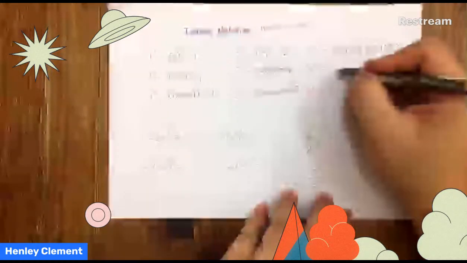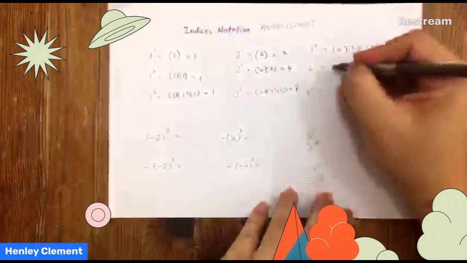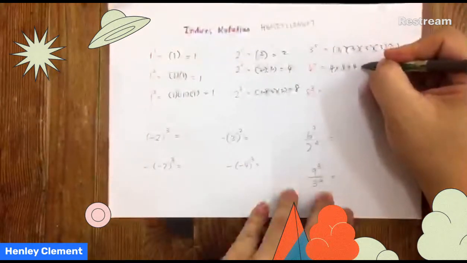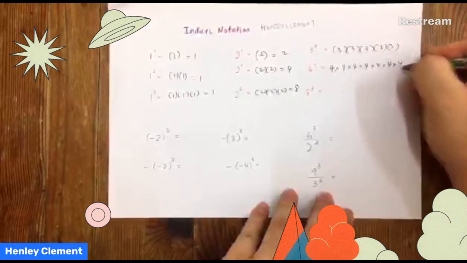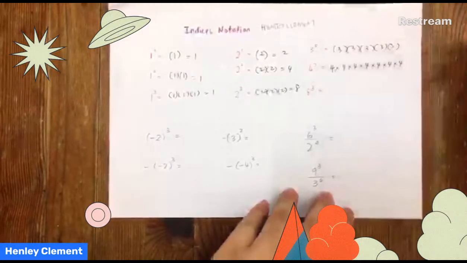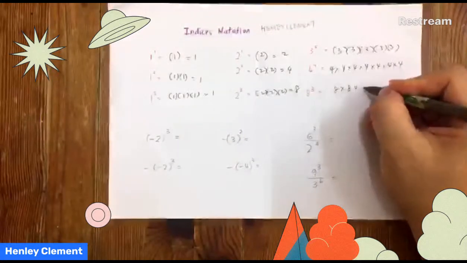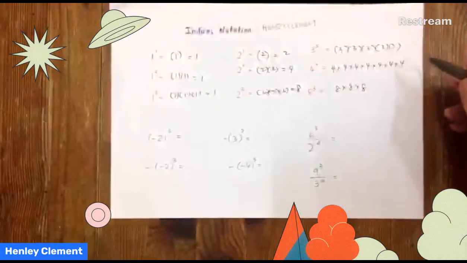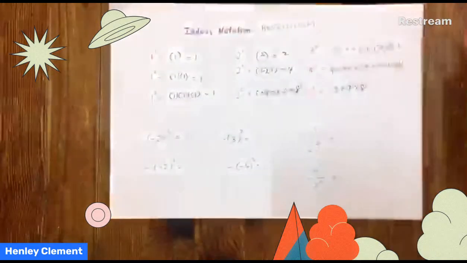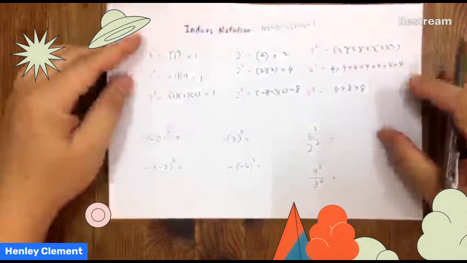And then this one is 4. We have 4 seven times: 1, 2, 3, 4, 5, 6, 7. Oh, so many times. And then this one we have 8 times 8 times 8. You can press the calculator for your answer, but today's focus is the so-called index notation. So we'll do some exercises here.